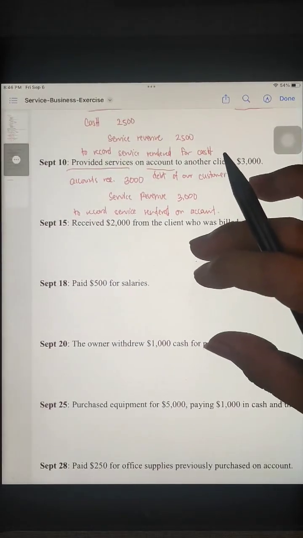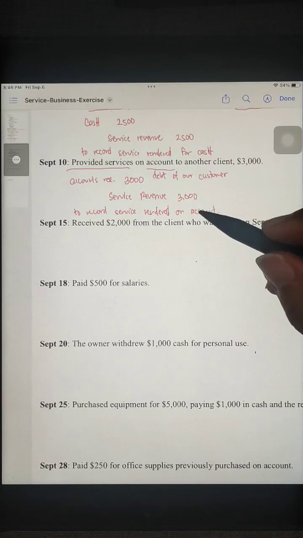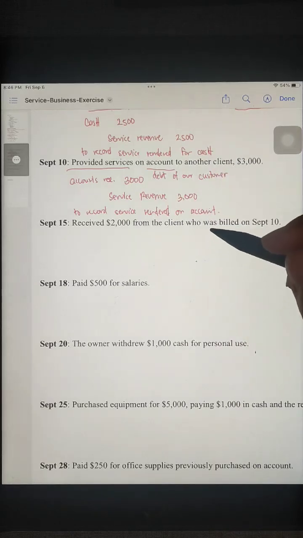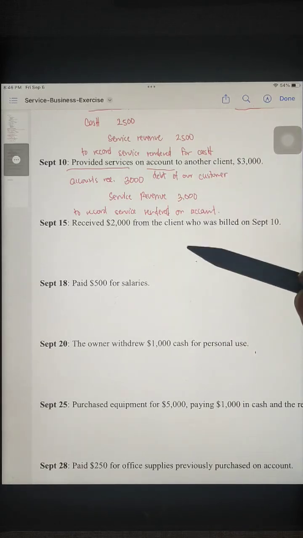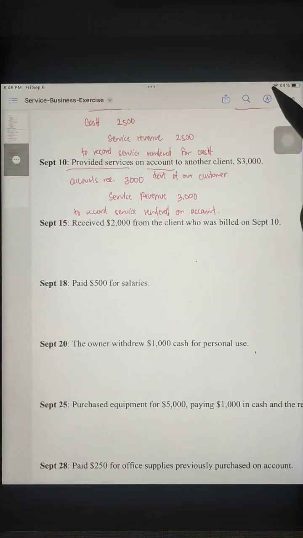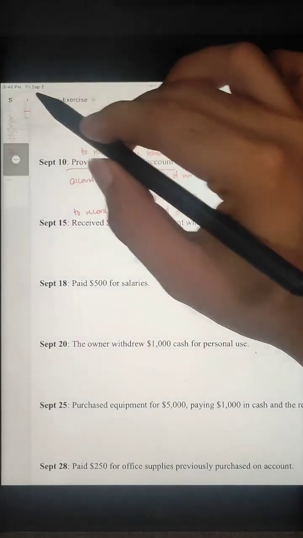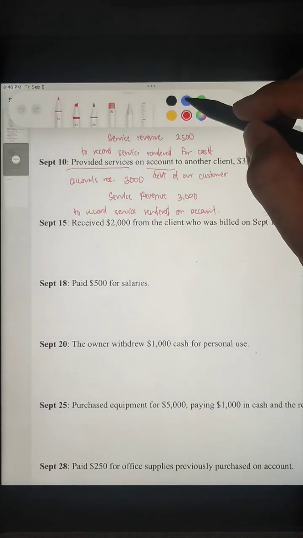So for tonight, we will continue our discussion on the remaining transactions from our journal entry exercise. So this is part 2 of our discussion.